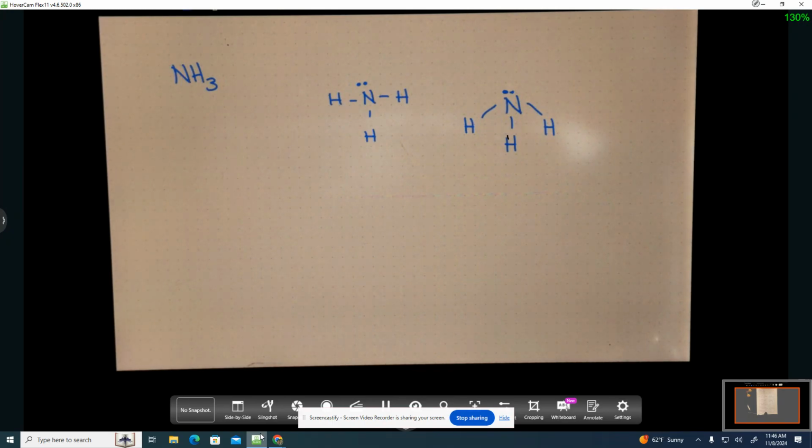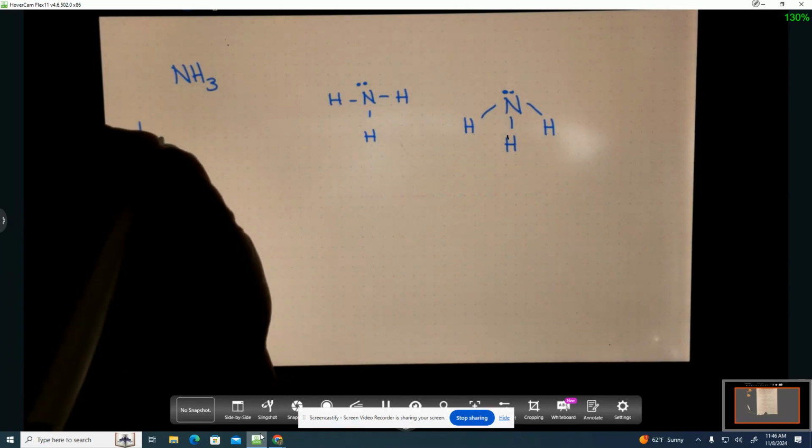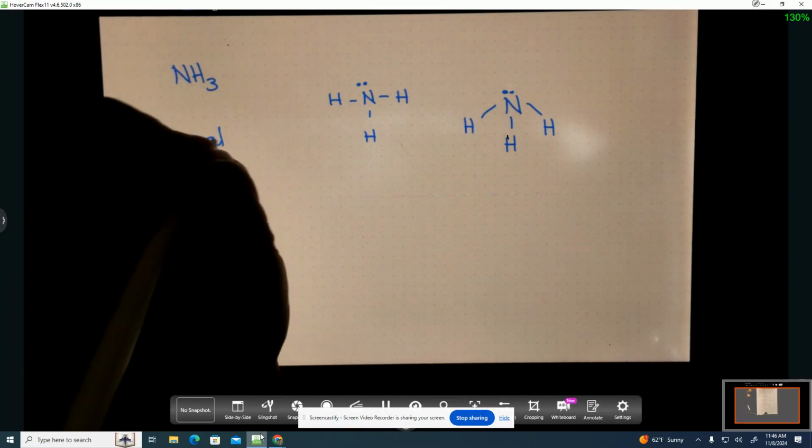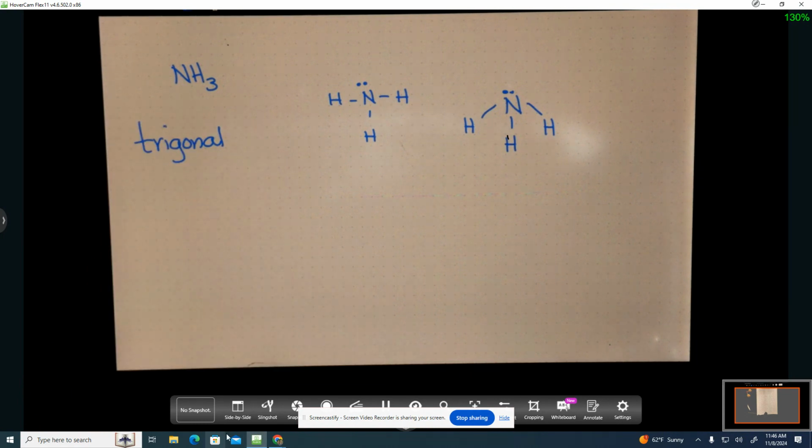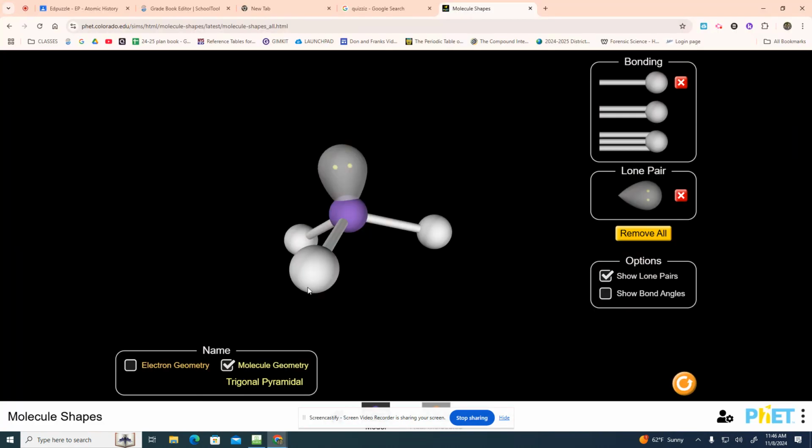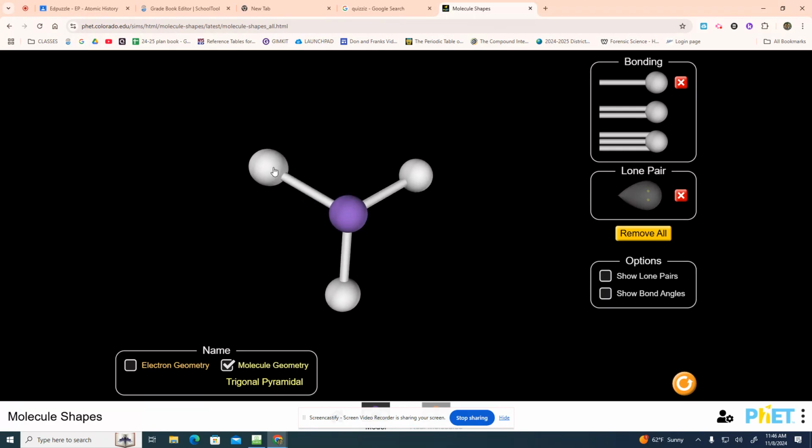Look at the yellow. A triangle. Good. This is called a trigonal molecule. It's trigonal because it looks like a triangle. Let me get rid of this and I'll show you what I mean. See the triangle? 1, 2, 3. Okay. See how it says trigonal?